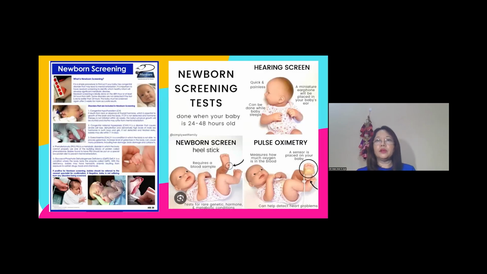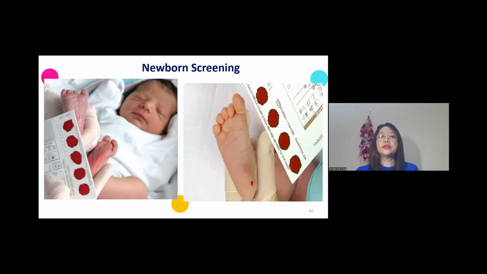So this is a component of the newborn screening. It is done when your baby is 24 to 48 hours old. The newborn screening usually contains 3 components: hearing screen, Guthrie screen, the test for rare genetic, hormone and metabolic conditions, and also the screening for inborn heart conditions, so that if we can detect in time, we can manage in time. So this is a newborn screening program, a test with a filter paper.